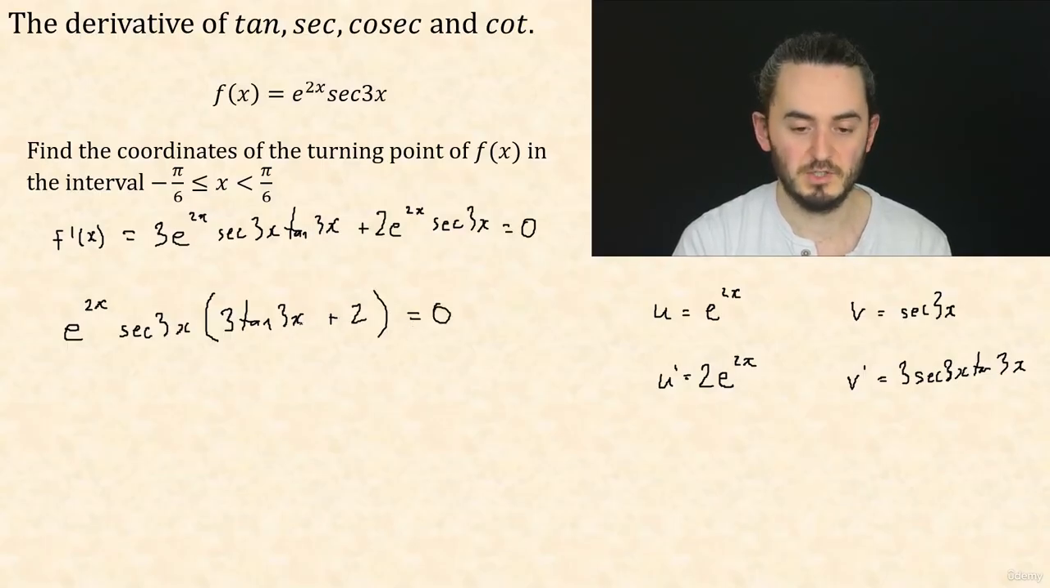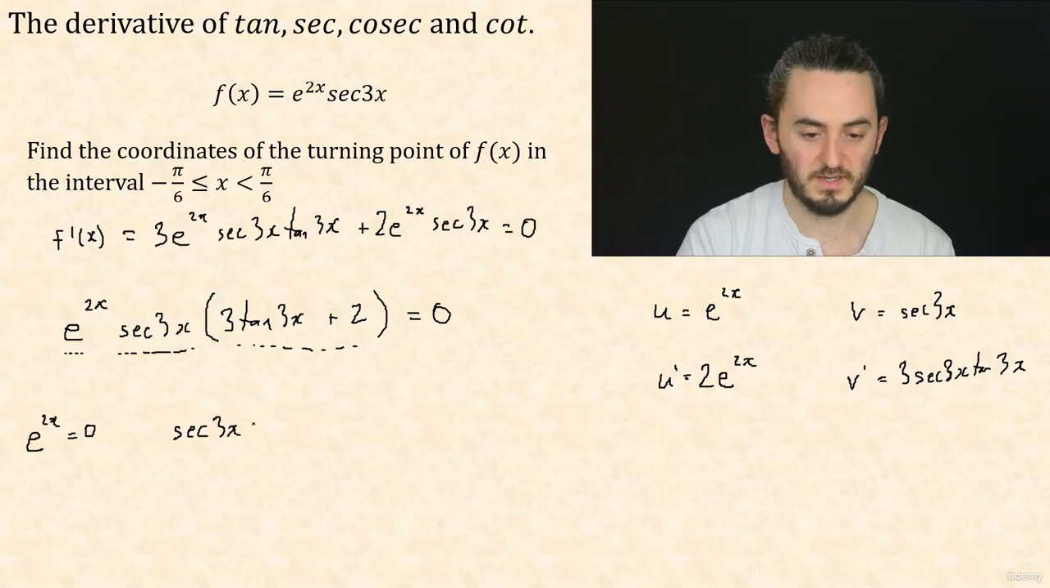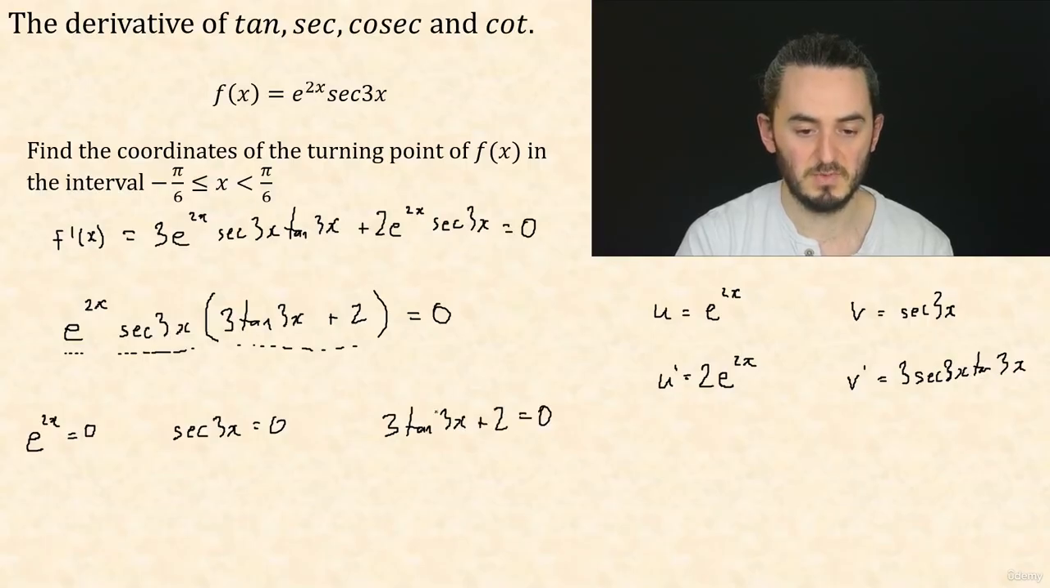Now, this is a nice situation to be in because I've got three things multiplied. I've got e to the 2x, sec 3x, and this bracket here. And if their product is 0, then one of those things must be 0. So either e to the 2x is 0, or sec 3x equals 0, or 3 tan 3x plus 2 equals 0. Looks like a lot to do, but e to the 2x is not 0. E to the power of something is never 0. So that gives us no solutions.